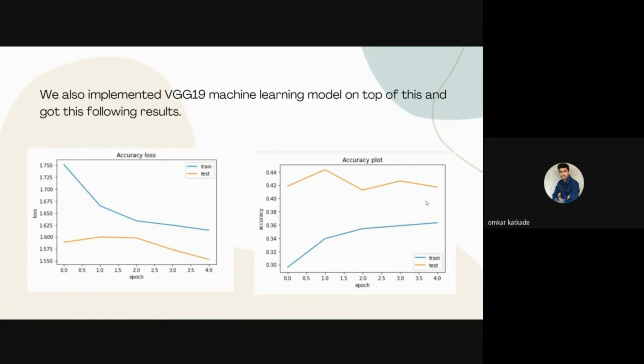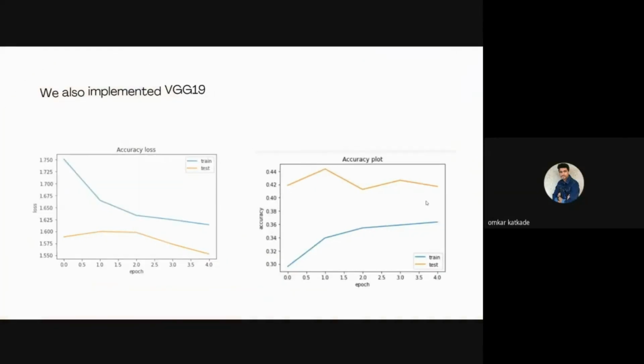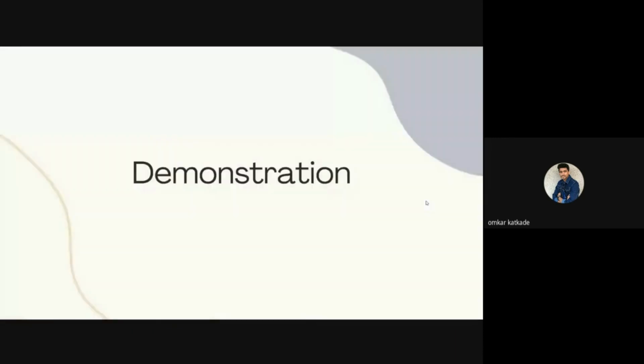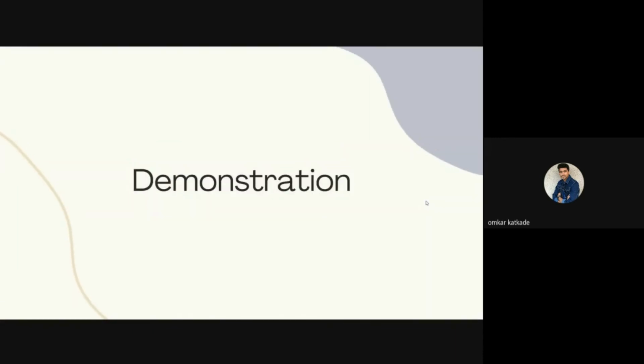So finally we decided that CNN V2 would be our main model, on top of which we will do the classification. This is the summary of the accuracies that we got for the different models that we tried out. We also tried implementing the ResNet 50 model for this application, but the results were not as expected. Purushottam will help us with the demonstration part.